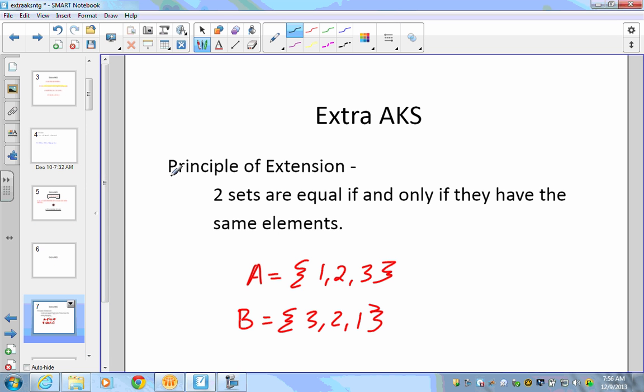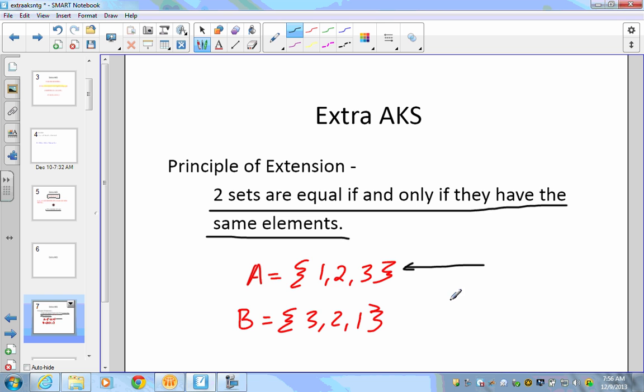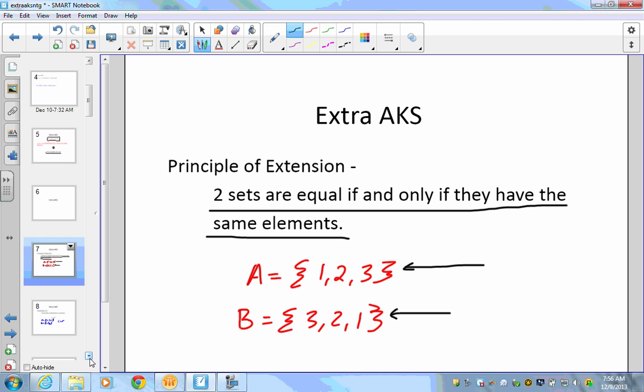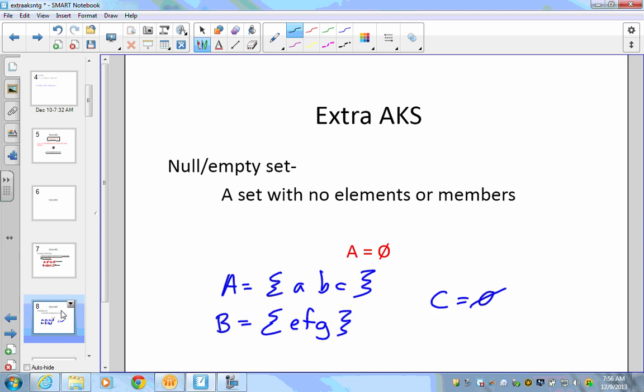The principle of extension: two sets are equal if and only if they have the same elements. Notice that set A had elements 1, 2, and 3. Set B has 3, 2, 1. They're the exact same, so you would say that A and B are equal. Remember, I'm going to go pretty fast, so if you need to pause the video and replay something, feel free to do it. All right, moving on.